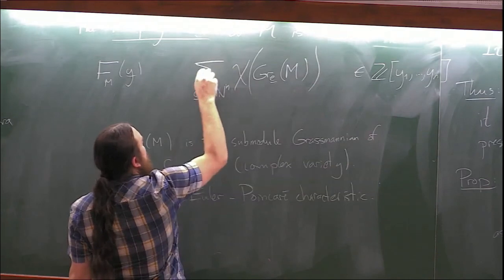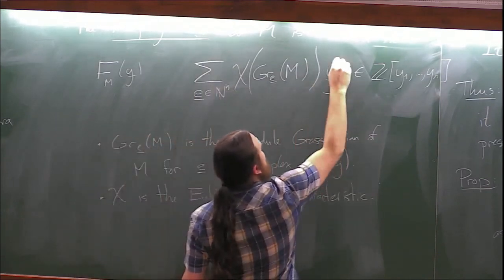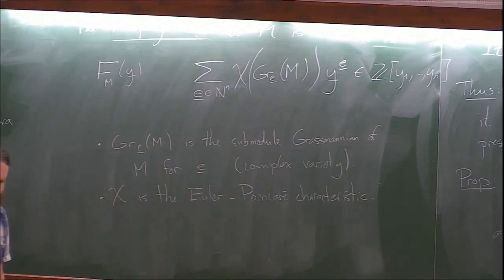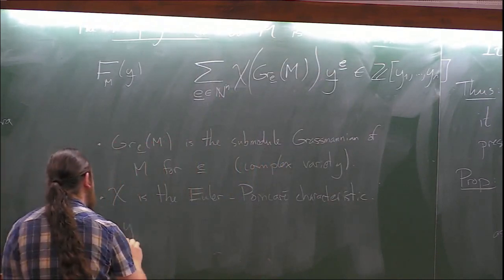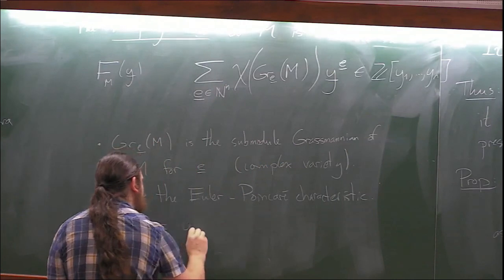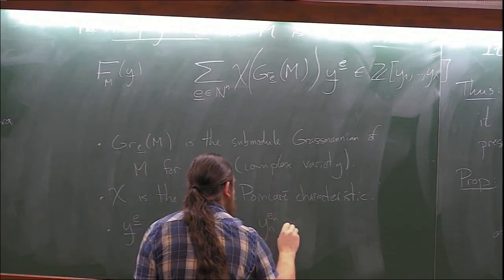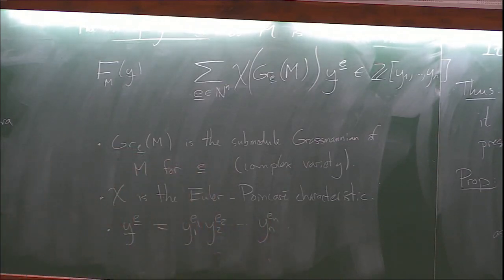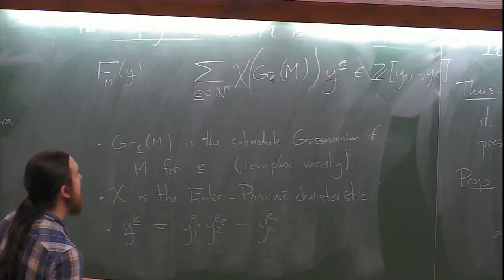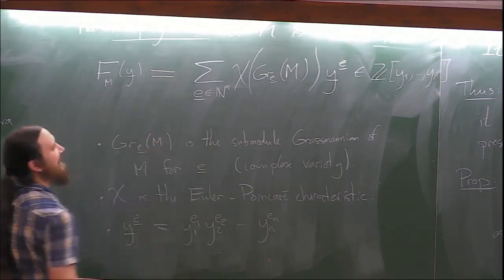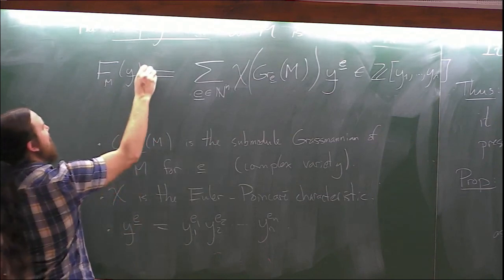And you take the sum of all these multiplied by a monomial given by the dimension vector. And here when I write y to the power of e, I really mean y1 to the power of e1 times y2 to the power of e2 up to yn to the power of en. So in this formula, I have all the information of all the sizes of all submodule Grassmannians of my module M. And that's the definition.